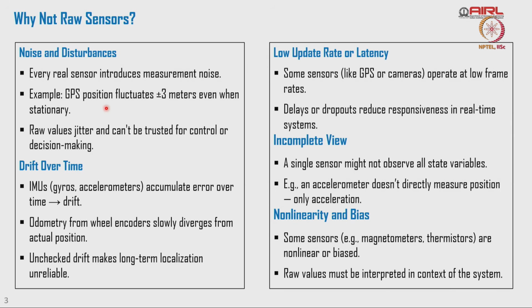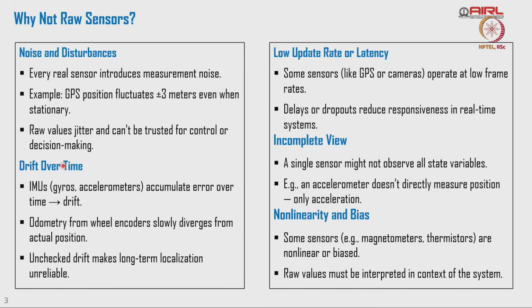For example, if you are looking at a GPS position, it fluctuates. Sometimes the error will be plus or minus 1 meter if you have no cloud cover, but the same error can go from 3 meters to 10 meters, depending on where the sensor is located. If you have multipath, or if it is cloudy, your error will increase again. Raw sensor values jitter and cannot be trusted for control and decision making purposes.